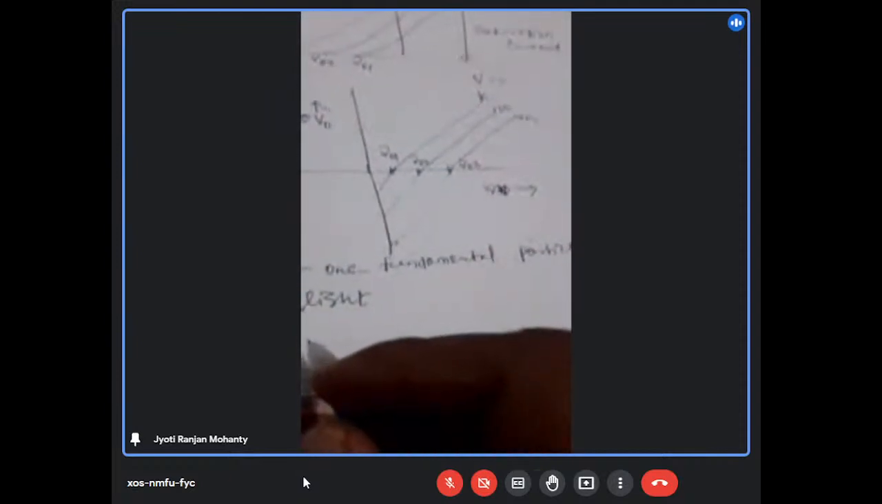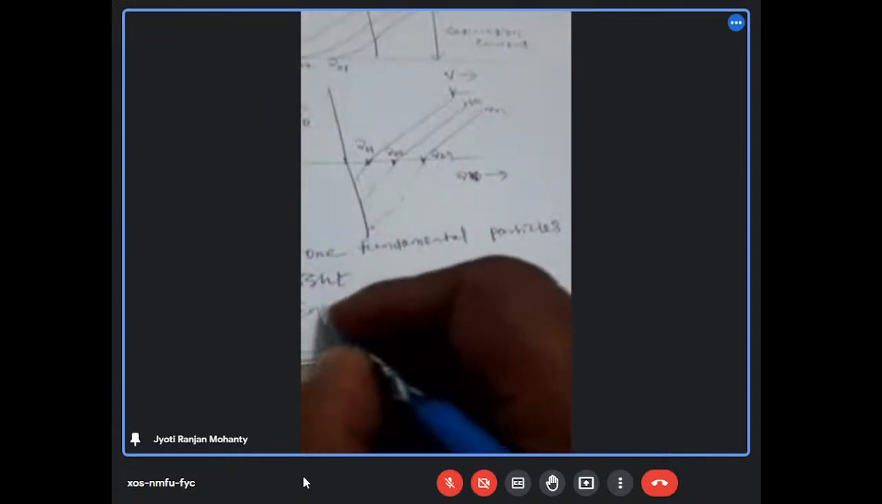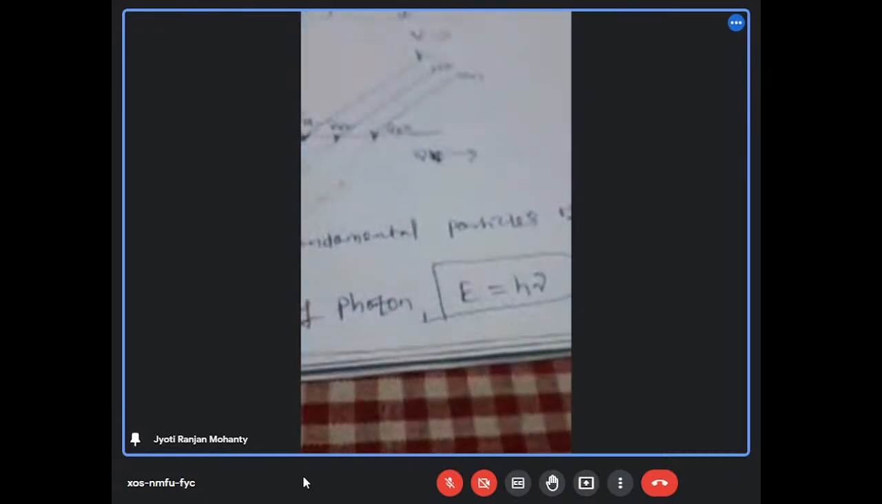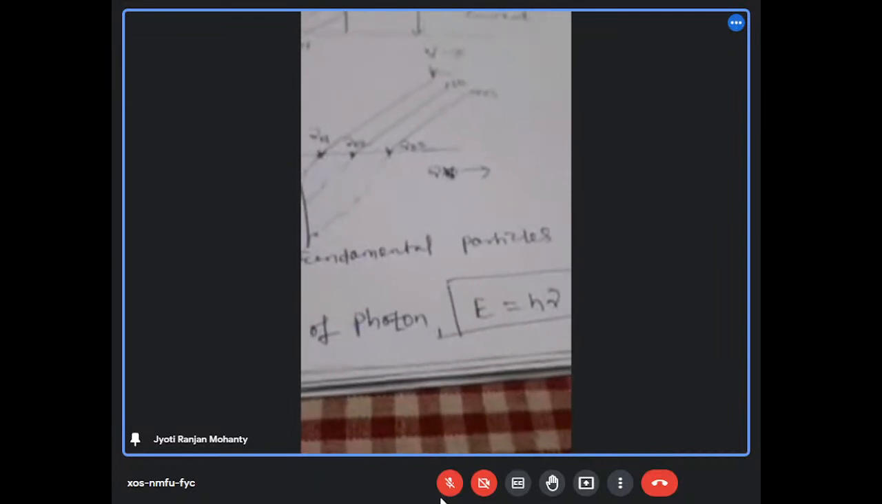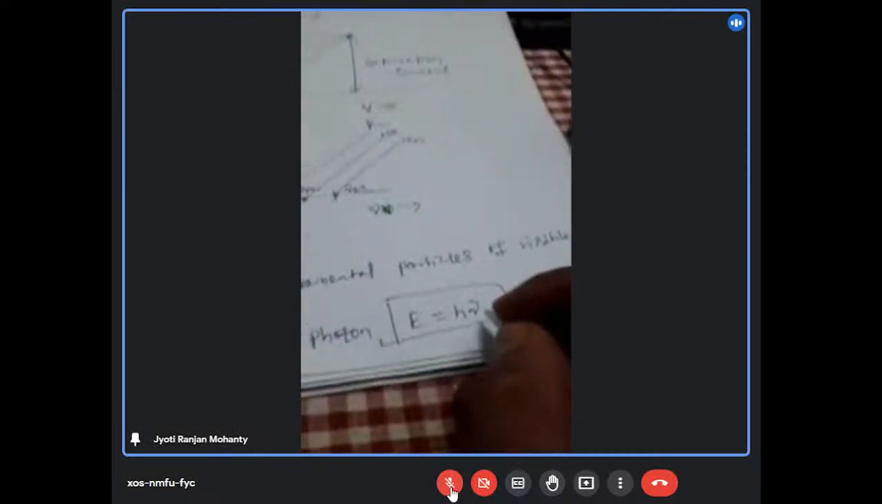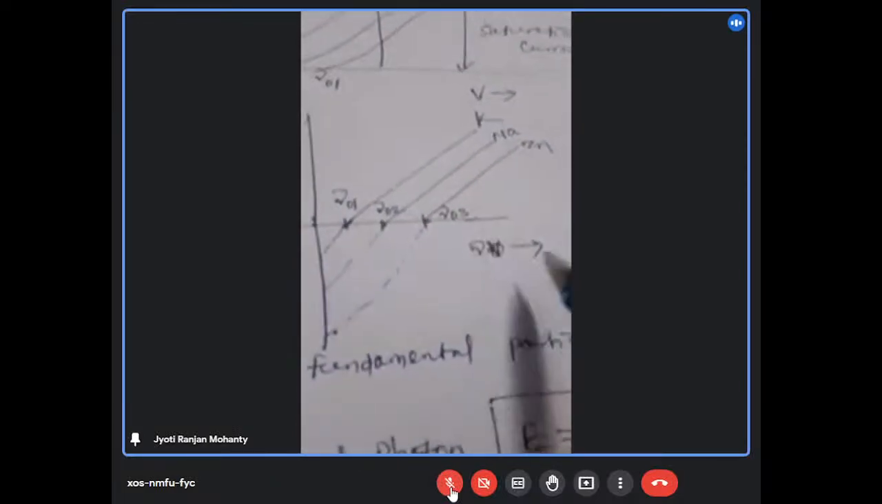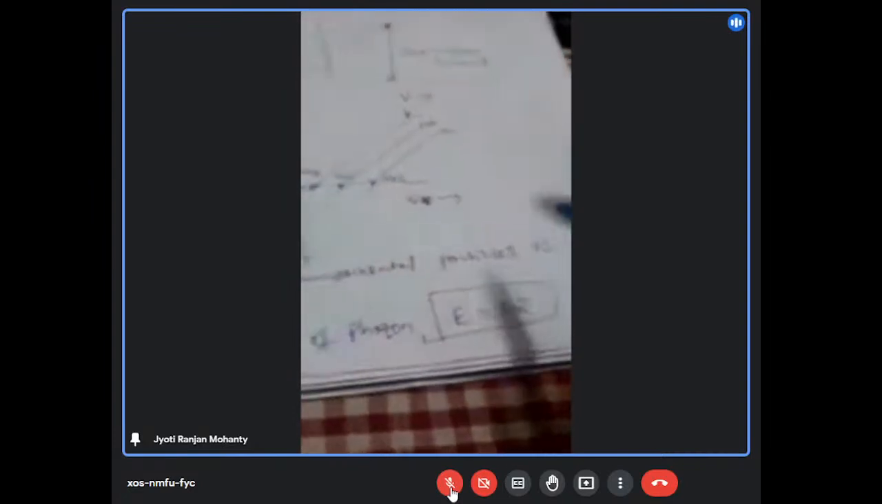The energy of the photon is equal to h into nu. You have to remember, E is equal to h nu. What is the h here? Planck's constant. And nu is the frequency. If you multiply h with nu, then you can find the energy of a single photon.